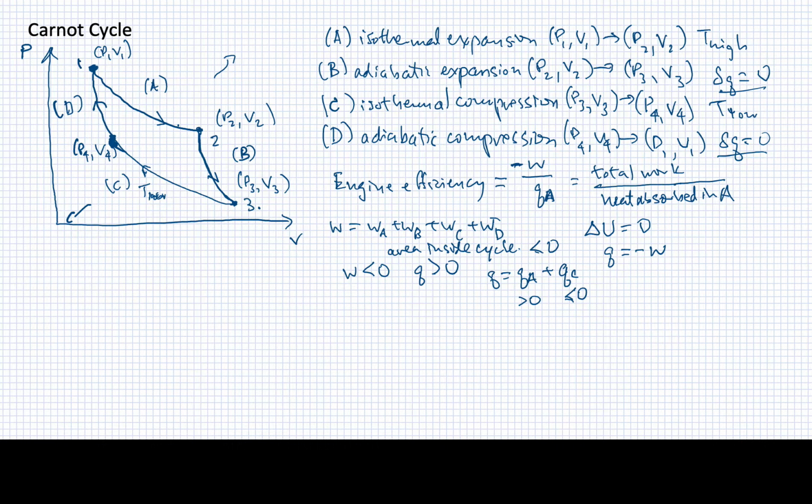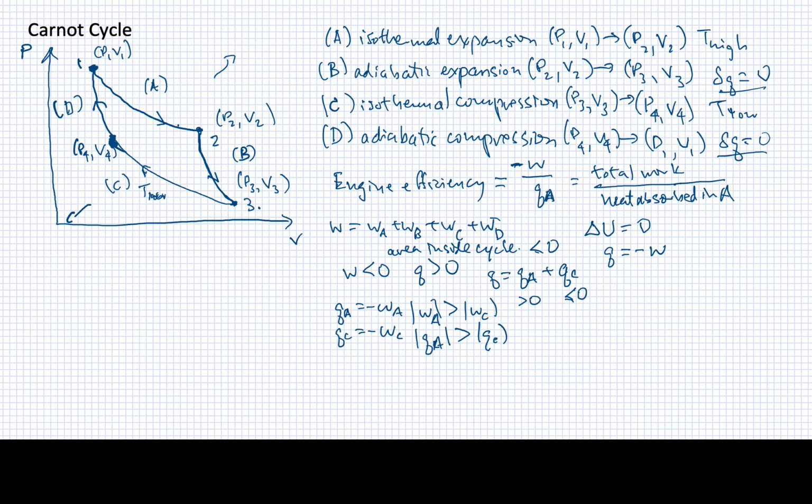I'll also point out that since these things are taking place in isothermal processes, for QA, that's equal to negative WA, and for QC, that's equal to negative WC. So the work is, remember, the area underneath the curve, and the work in A is greater than the work in C, so the magnitude of WA is greater than the magnitude of WC, and so the same is going to be true for the heat exchange.